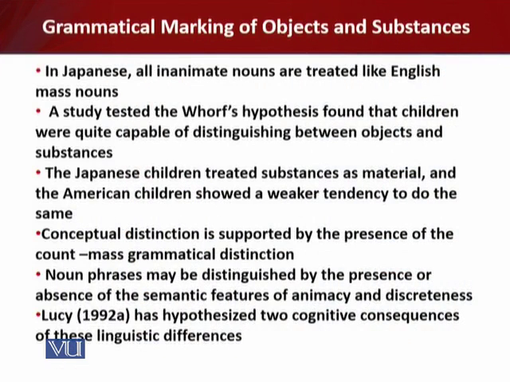First of all, in Japanese, all inanimate nouns are treated like English mass nouns. We have seen that in English you have count nouns and mass nouns, but in contrast we have the Japanese language, where nouns are treated like English mass nouns. These nouns cannot take the plural morpheme and can only be counted in an indirect manner, like English mass nouns.